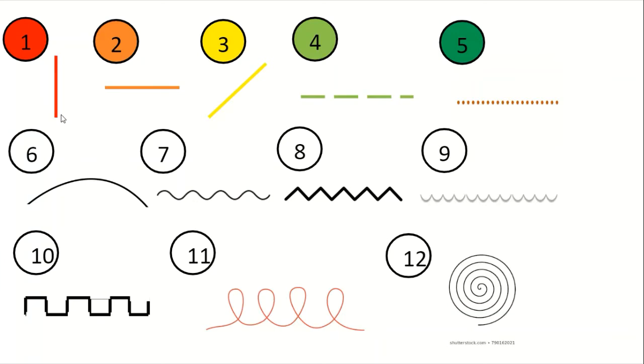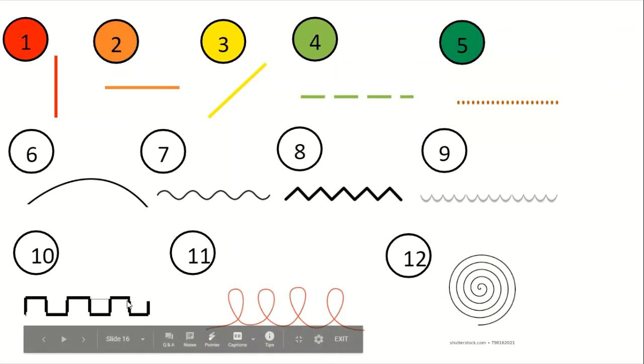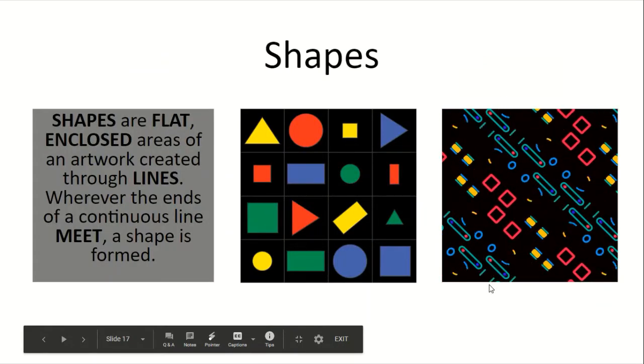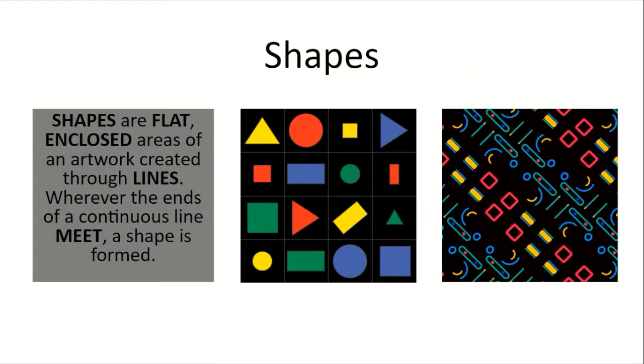Straight up and down lines are called vertical lines. Lines going side to side are horizontal lines. Slanted lines are called diagonal lines. We also have dashed lines and dotted lines, curved lines, wavy lines, zigzag, scallop, castle, loopy, and spiral. So lines can lead into shapes.